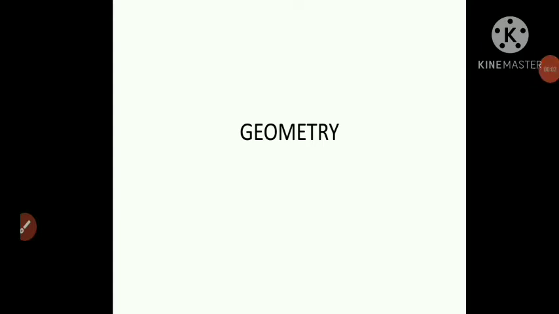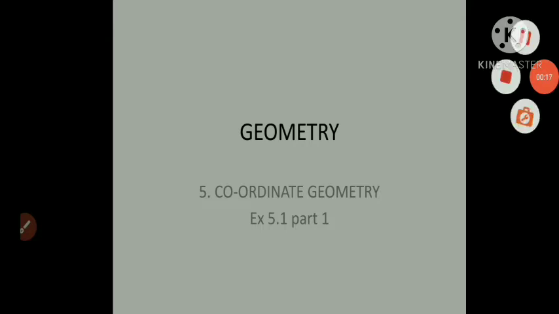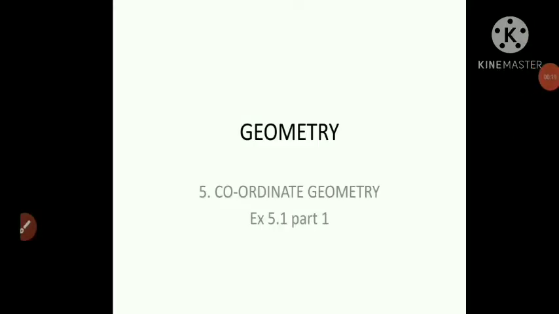Students, let's begin with geometry, that is chapter number 5, coordinate geometry, and exercise 5.1 part 1. Here in 5.1 we have the distance formula. We have already studied this chapter in standard 9th coordinate geometry, so all we have are the basics of standard 9th only. We'll begin with sum number 1, main question number 1.